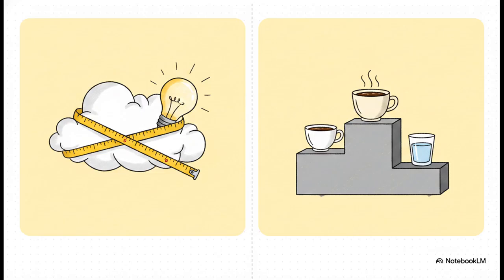Enter the ordinal approach. Ordinal utility argues that we humans simply rank what we prefer. You don't need to know exactly how many utils a cup of coffee gives you compared to a cup of tea. You just need to know, hey, I prefer coffee first, tea second, and water third. It's an entirely relative ranking system.